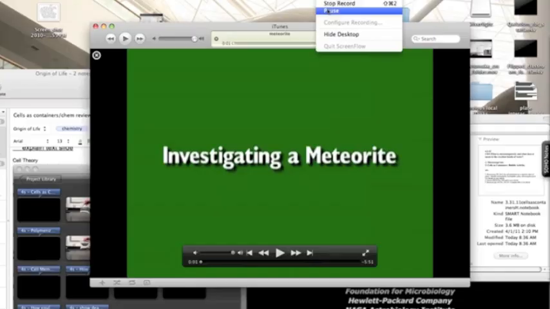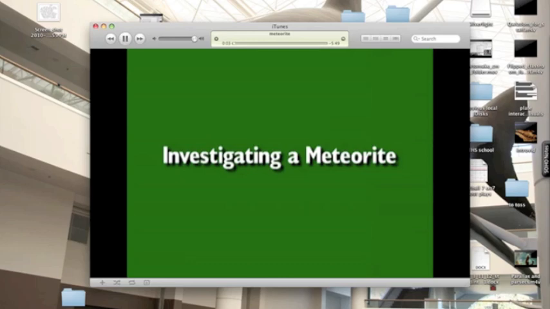Let's look at some of the stuff that made up our early Earth and therefore may have given rise to cells. These little chunks of black rock are a piece of extraterrestrial material. We actually think that a lot of these are from asteroids.